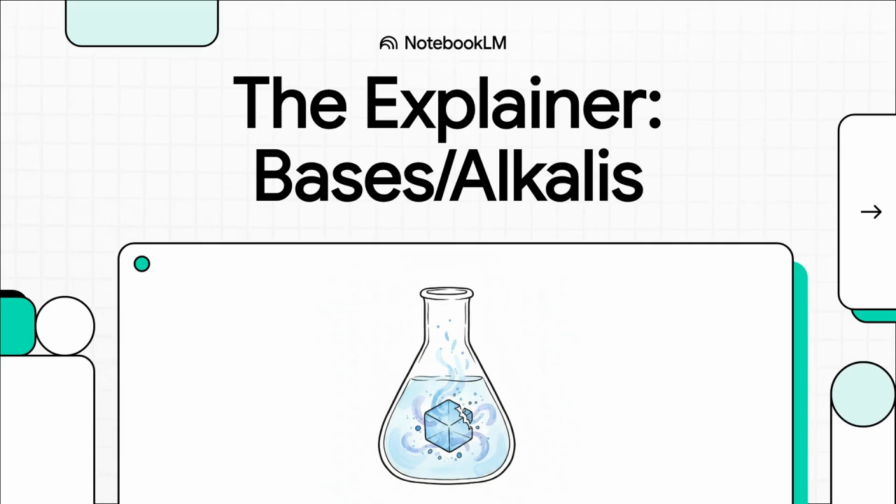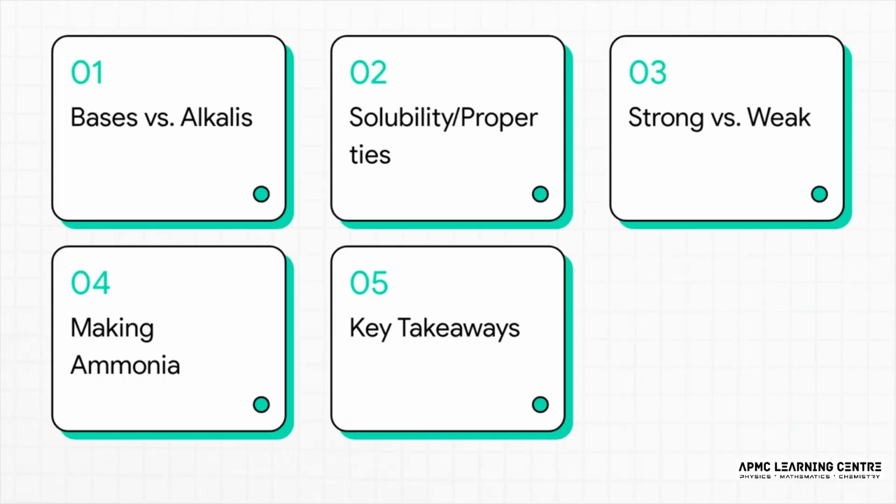In today's explainer, we're going to jump right into the chemistry of bases and alkalis. Let's break down the core concepts you absolutely need to know to really nail this topic. So, here's what's on the agenda. First, we'll get our definitions straight. Then, we'll check out their properties, dig into the big difference between strong and weak, watch a chemical reaction happen, and then we'll wrap it all up with a quick recap.